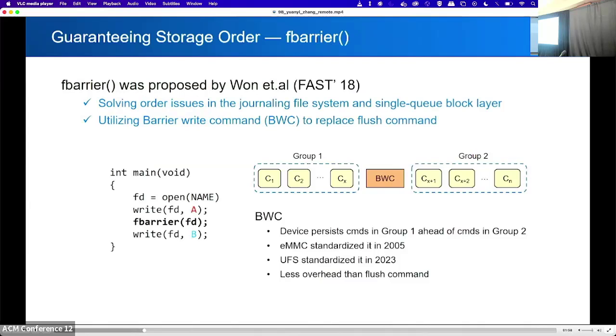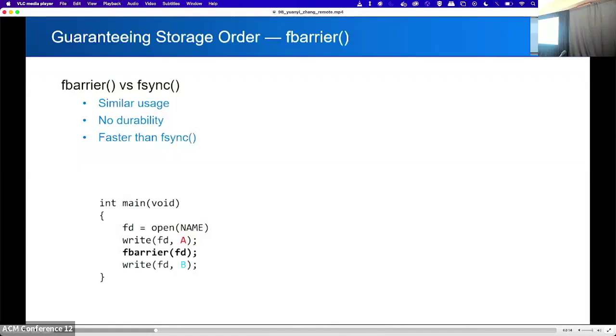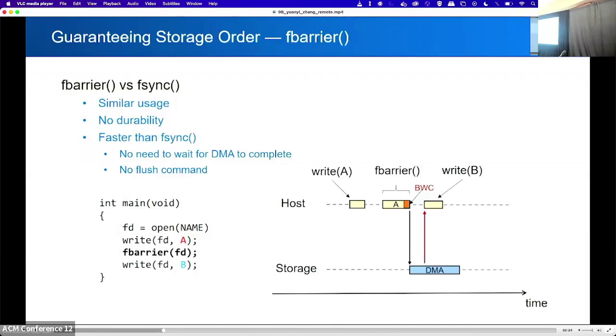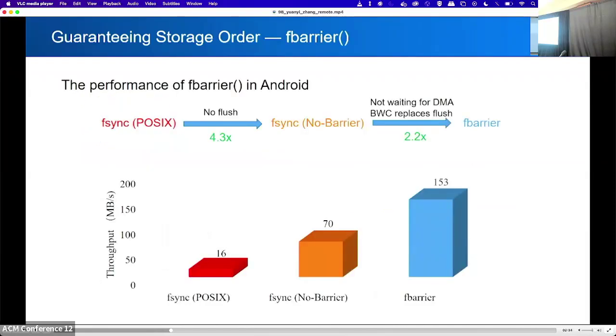BWC guarantees that the device persists commands in group 1 ahead of commands in group 2. It has been standardized in eMMC and UFS, both of which are widely used in mobile devices. fbarrier is similar to fsync but faster. The difference is that when fbarrier returns, data may not be persisted. The high performance of fbarrier is attributed to 2 points. It needn't wait for DMA to complete and uses the lightweight BWC instead of flash command.